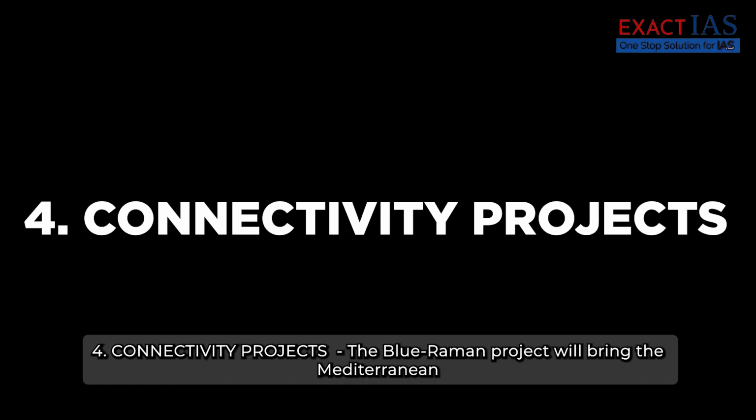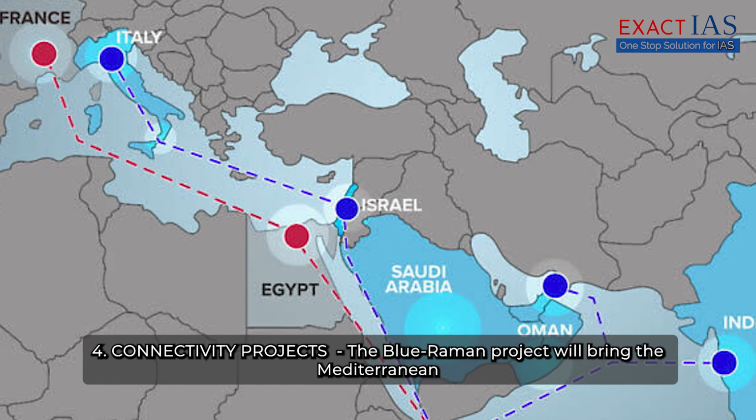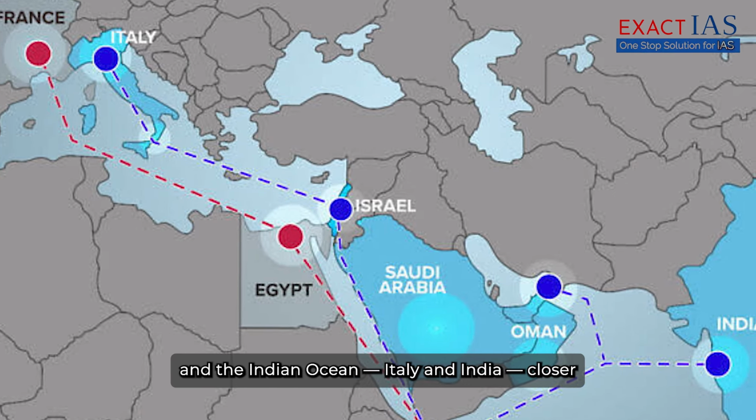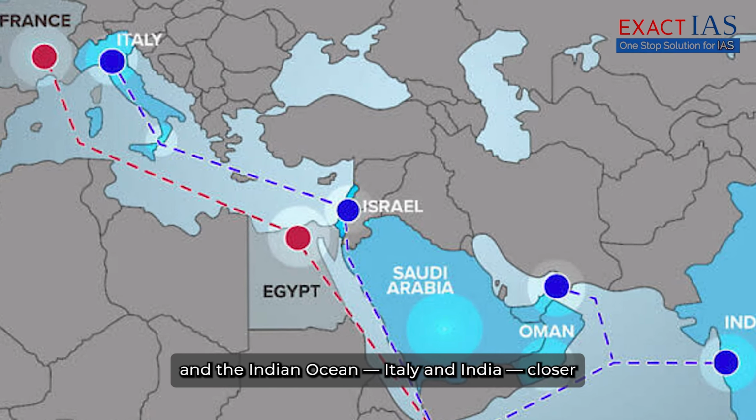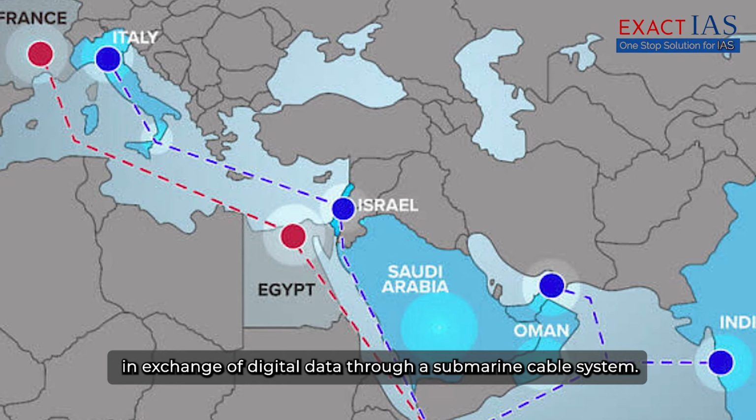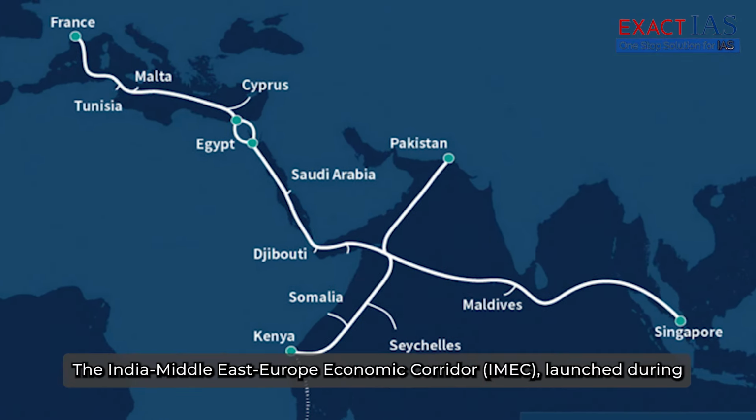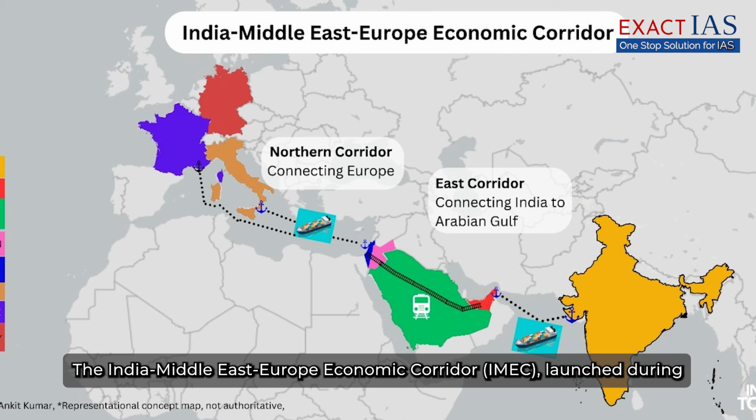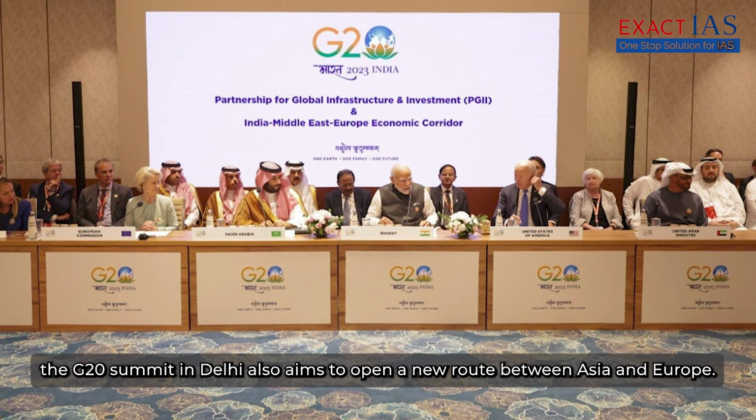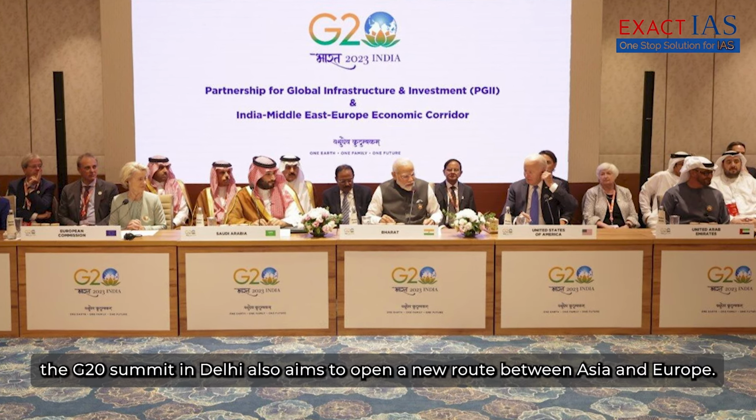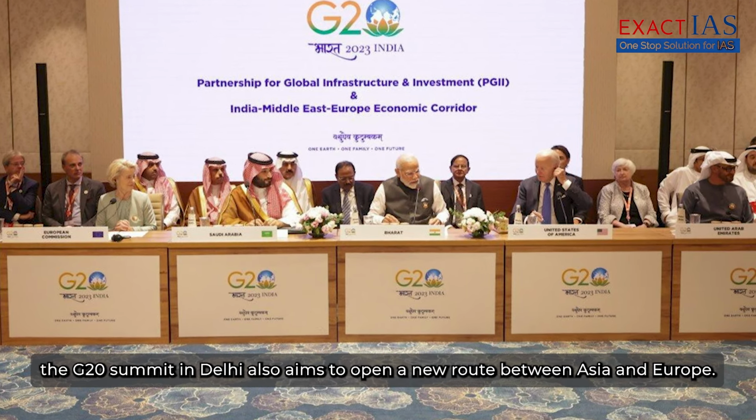Fourth, connectivity projects. The Blue Raman project will bring the Mediterranean and the Indian Ocean, that is, Italy and India, closer in exchange of digital data through a submarine cable system. The India Middle East Europe Economic Corridor, that is IMEC, launched during the G20 summit in Delhi, also aims to open a new route between Asia and Europe.